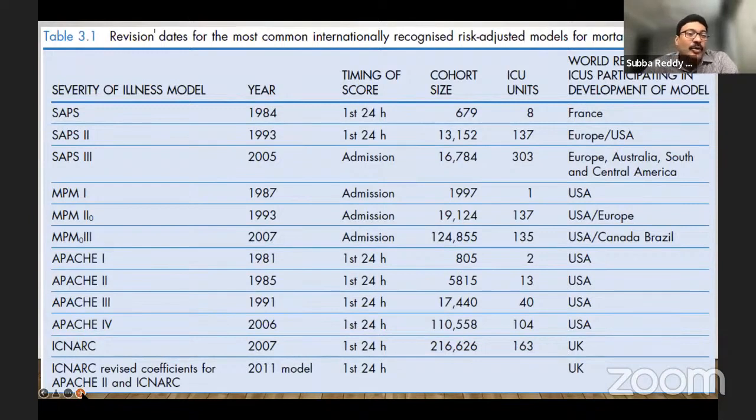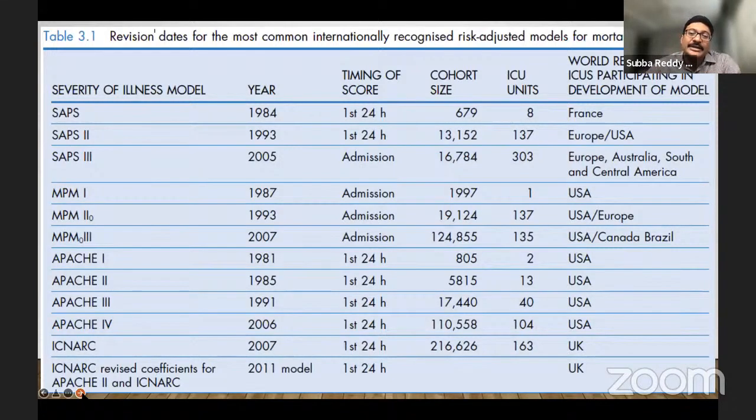Then we got mortality prediction models from American ICUs. European ICUs were following the SAPS score, while American ICUs were following mortality prediction models. And in American hospitals from 1981, there are two scoring systems. One is to predict mortality, called mortality prediction models. And then they have Apache scores. In 1981 the first Apache score came, and all these scores monitor the first 24 hours.